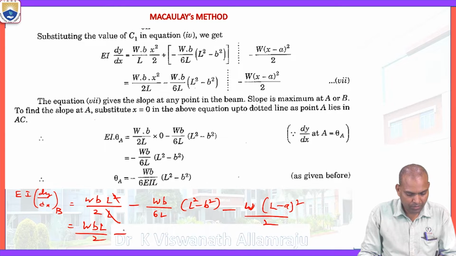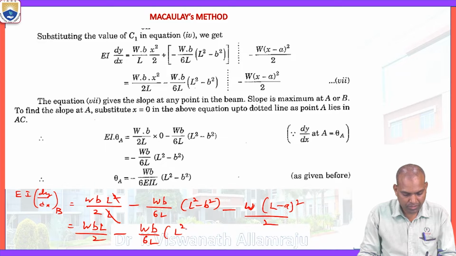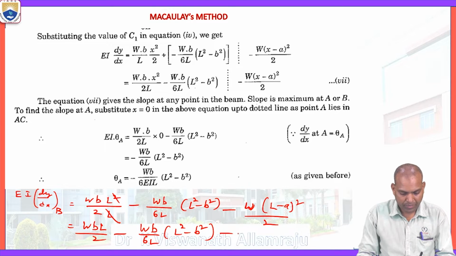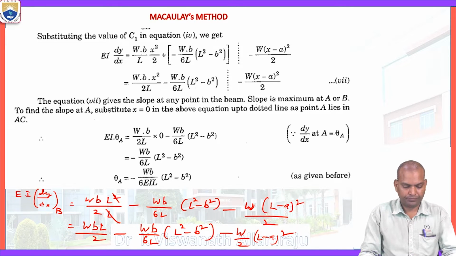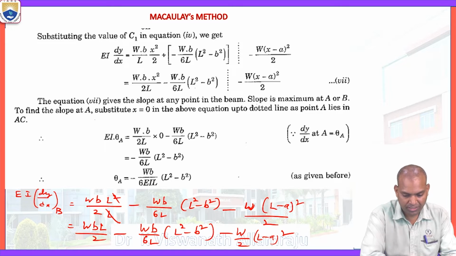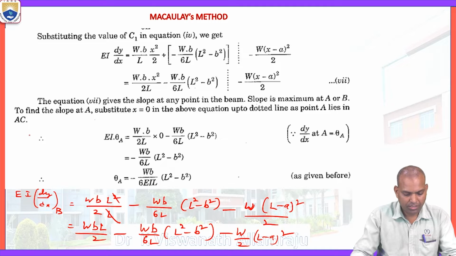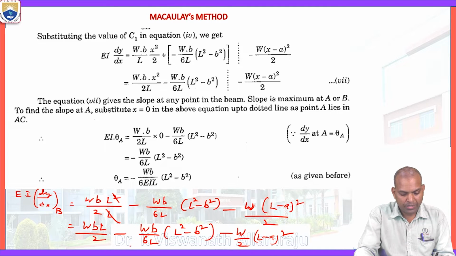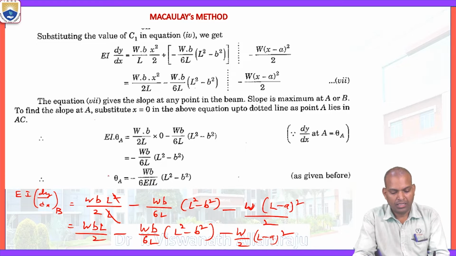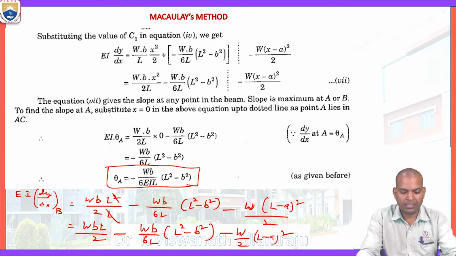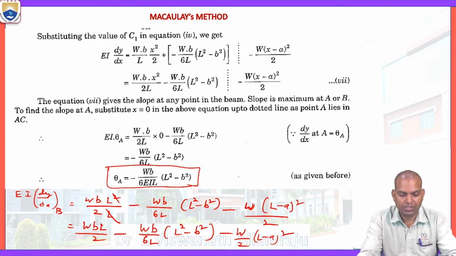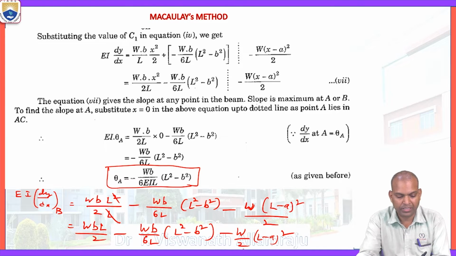WB L by 2 minus WB by 6L of L square minus B square minus W by 2 L minus A whole square. So if we simplify further, I'm going to write down here. Make it common, WB by 6L, and take the LCM and calculate. Then this equation will be obtained: WB by 6EIL times L square minus B square. It will be obtained here.